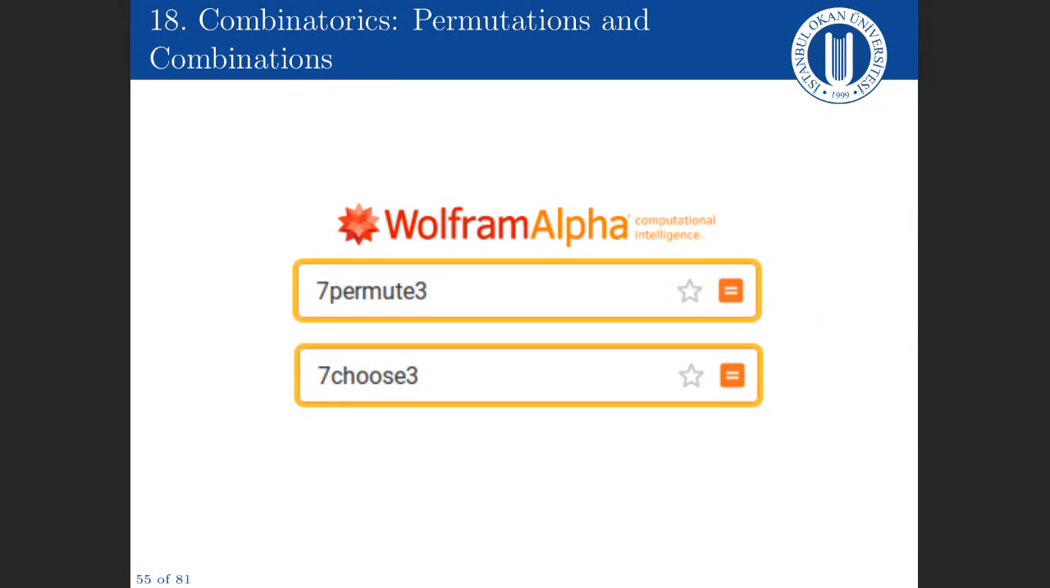Perhaps the best calculator on the web or smartphone app is Wolfram Alpha. If you're using wolframalpha.com or the Wolfram Alpha app to do maths, try typing 7 permute 3 or 7 choose 3 into Wolfram Alpha and see what you get.